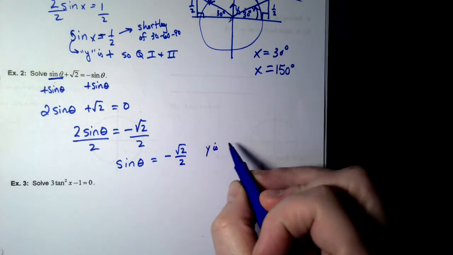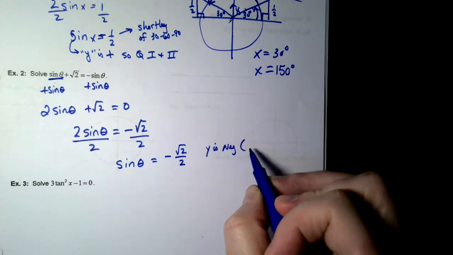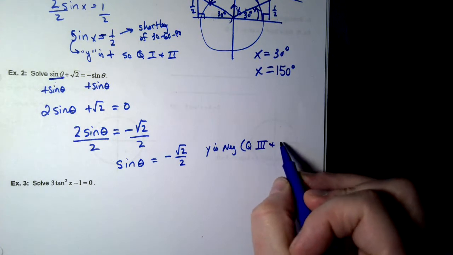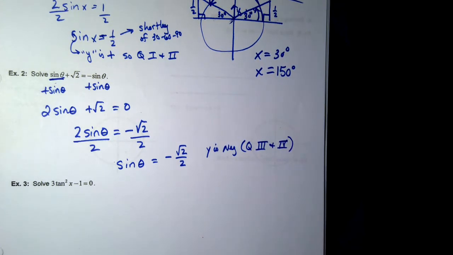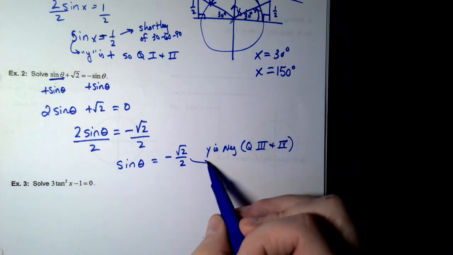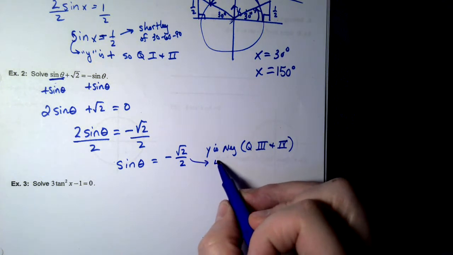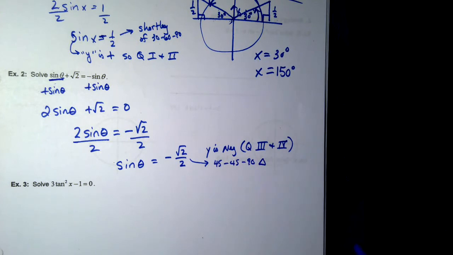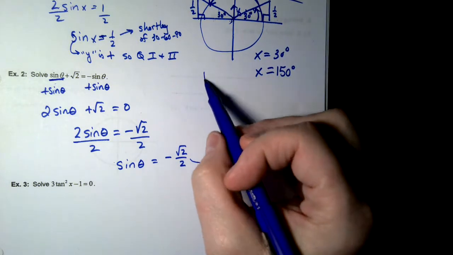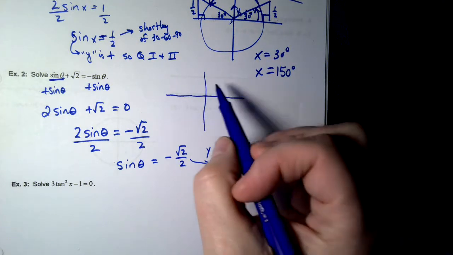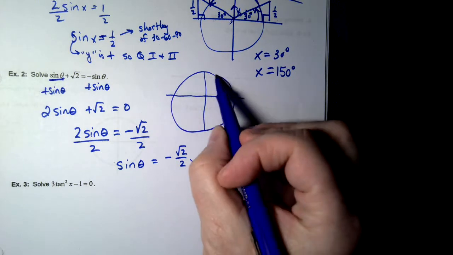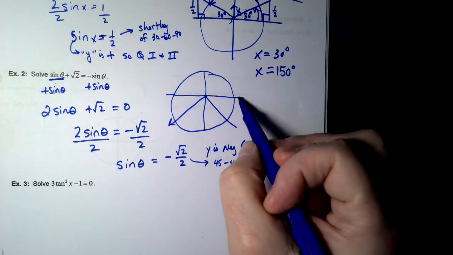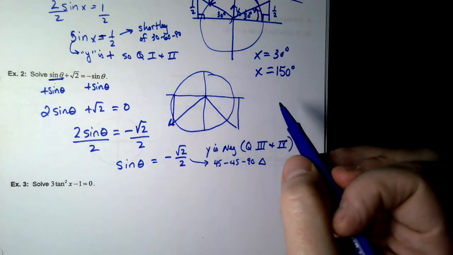We know y is negative, which means for the four quadrants, when the y is negative, it's quadrant 3 and quadrant 4. When you see square root of 2 over 2, you've got to think 45, 45, 90 reference triangles. Those are the ones that go straight through the center of a quadrant, right through the middle, making 45, 45, 90 triangles.